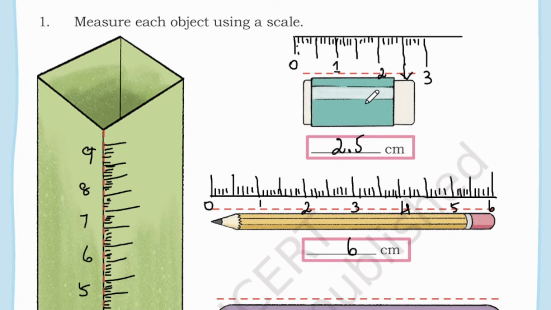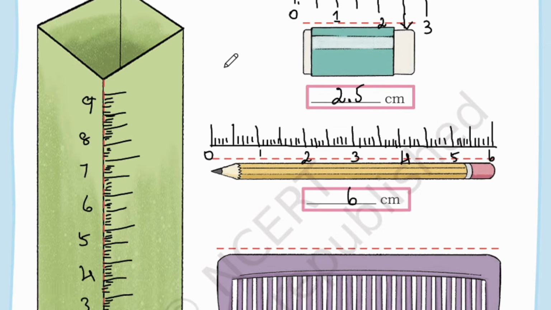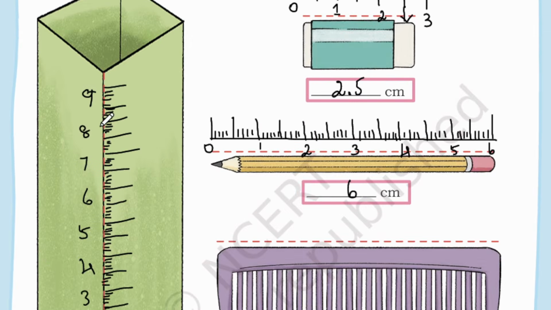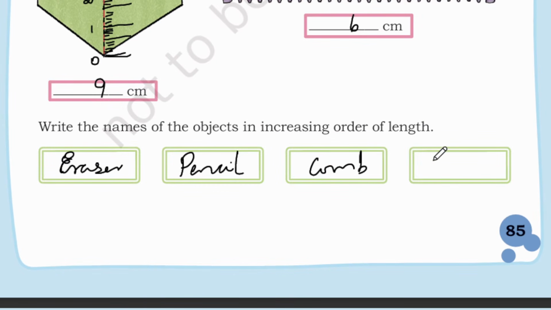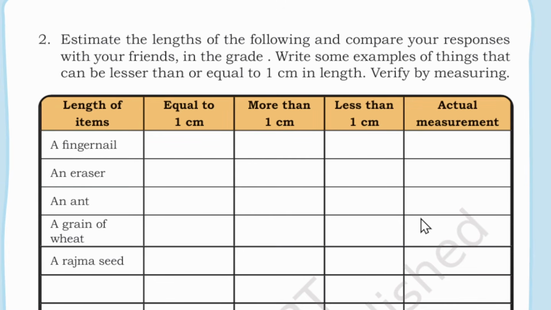So we have first the rubber. I am going to write the order one by one. First, eraser. Next is both comb and pencil. So pencil, comb, and the last one is a block, or you can write a cuboid or block, anything. Okay, but when you measure, this measurement may vary.